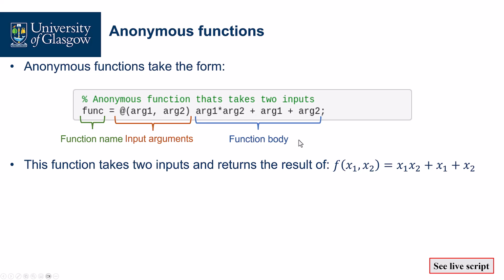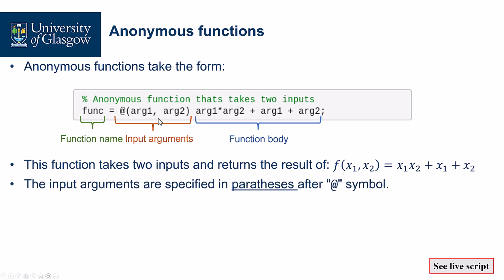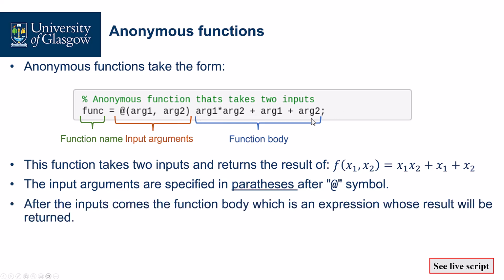So the function body is here. Then we see the input. What are the inputs? arg1 and arg2 in parentheses, preceded by the at symbol. Then we can see the order of them. First is the at symbol with the function inputs, then the function body. The result of this function body will be returned. So no explicit output is defined because there is only one output value.